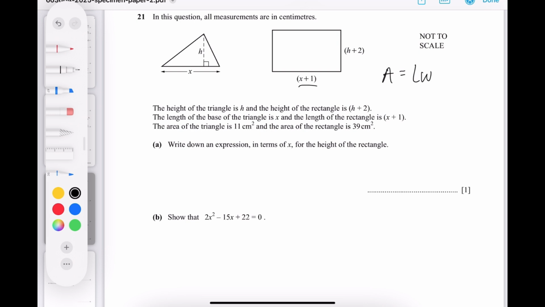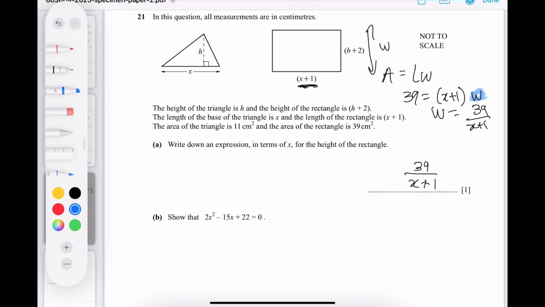So if this is our length, our height is going to be w here. And our area we know is 39. So it's equal to x plus 1 multiplied by the height, or multiplied by w. And hence w is equal to 39 over x plus 1. So therefore the height of the rectangle is 39 over x plus 1. I'm writing it as w here to not confuse it with height over here, but effectively it's the same thing.